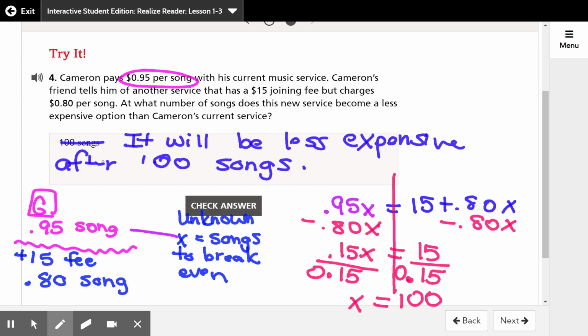So you are going to definitely have to write a sentence for these. And you really want to think about what your number is. That number is kind of a boundary between service number 1 and service number 2. So if he bought 99 songs, his current music would be fine. If he bought 100, it didn't matter which way he went because it's the same cost. If he bought 101, then his new service, the one that his friend told him about, would be better for him.